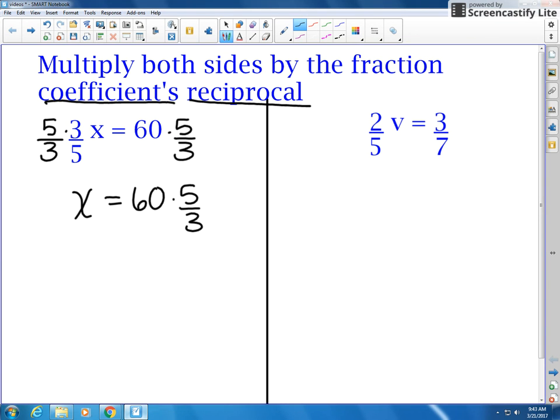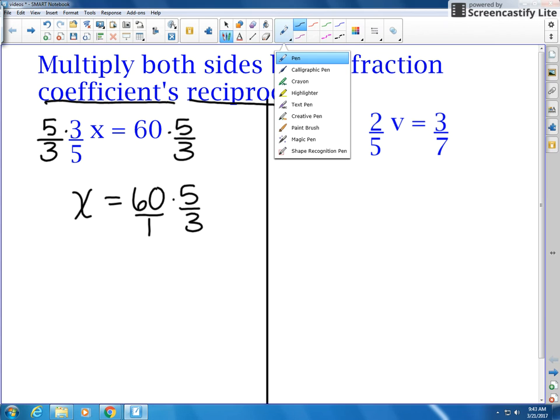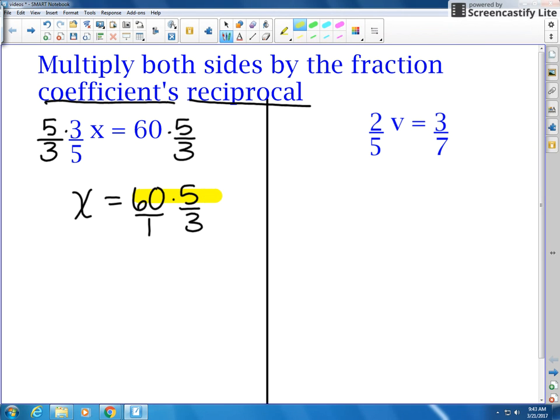And we know 60 over 1 is the same as 60 because anything over 1 is itself. When I multiply fractions, I am multiplying straight across. If you've listened to the other videos, you'll hear me saying a lot of the similar things because these methods are very similar to each other. So I am now left with x equals 60 times 5 is 300. 1 times 3 is 3.